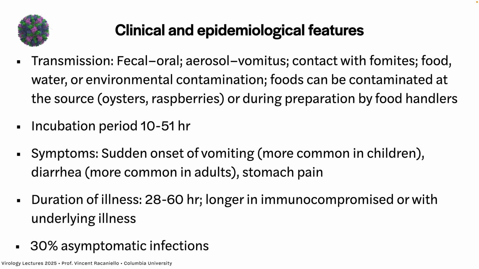So fecal-oral transmission, actually if you vomit, you could transmit it to people. I'll show you an example with that. Food contamination, water contamination. Oysters, they filter feed, right? And they pull in norovirus. And if you eat them raw, you're going to get a nice dose of norovirus. So I don't eat raw oysters anymore, which is too bad because they're really good. And raspberries, really hard to wash properly because of all those crinkles on the surface. Often, food handlers are responsible because the virus causes 30% asymptomatic infections.